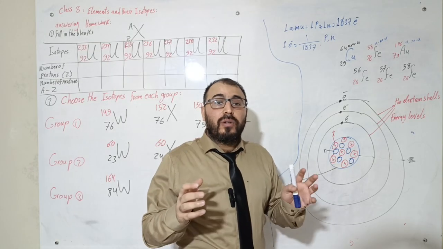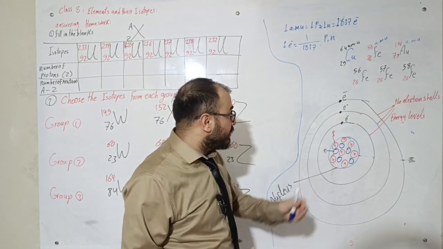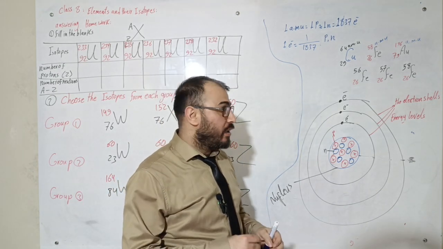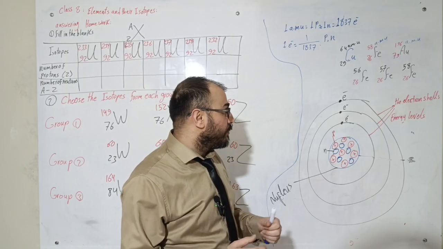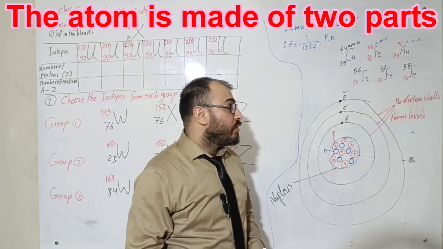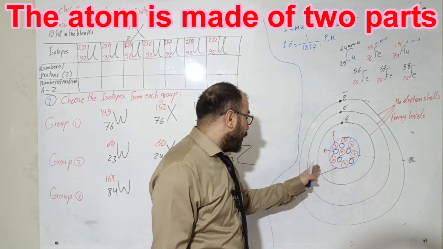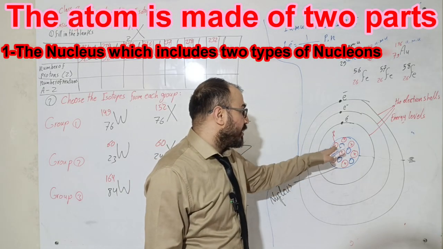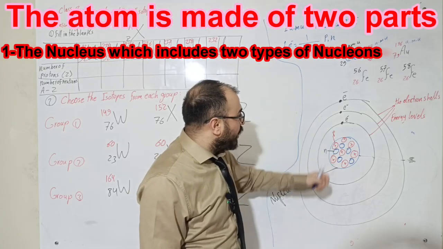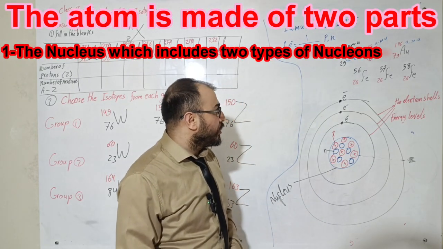Well, we started our course defining the atom as the smallest part of a chemical material which cannot be divided into two identical parts anymore. Then we said that an atom is made up of two main parts in terms of its structure. The first part is called the nucleus, which is in the center of the atom, and it includes two main types of nucleons, the positive protons and the neutral neutrons.